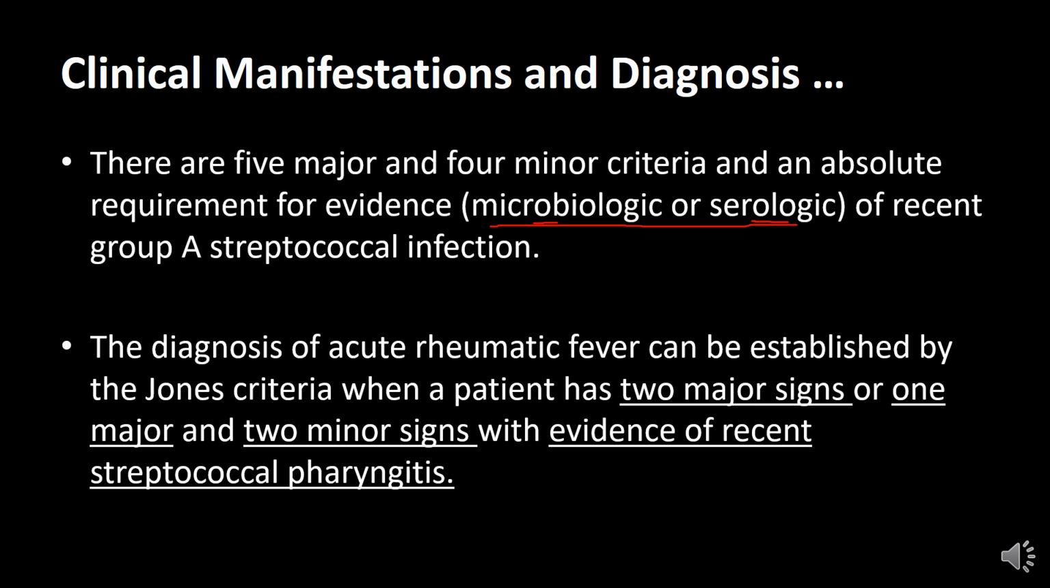Of the major and minor criteria, you need at least two major criteria on their own, plus evidence of recent streptococcal pharyngitis. Or you can have one major with two minor signs, and again with evidence of recent streptococcal pharyngitis. That is how we use the Jones criteria.